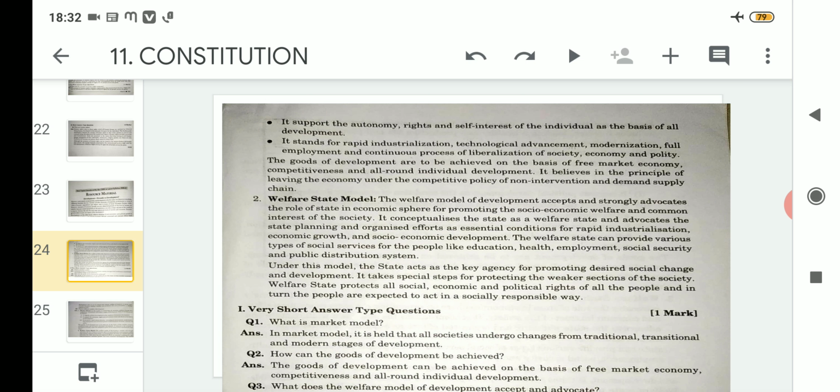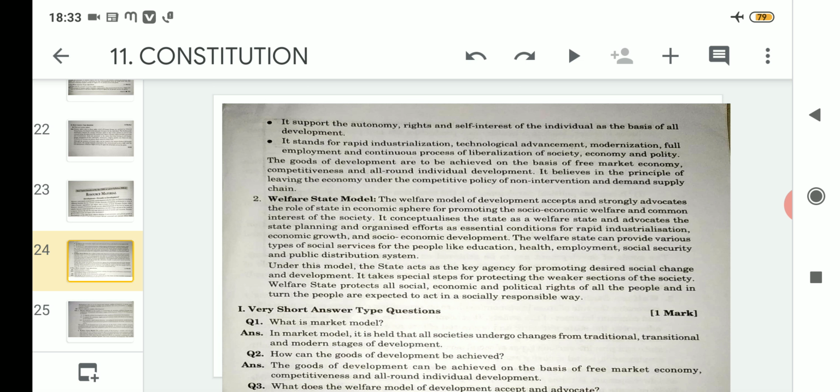And number three, it stands for rapid industrialization, technological advancement, modernization, full employment, and a continuous process of liberalization of society, economy, and polity. So these are the three features. Number one, it regards political development for economic development. Number two, the market model supports the autonomy, rights, and self-interest of the individual as the basis of all development. That means it connects autonomy, rights, and self-interest to the developmental process. And number three, it stands for rapid industrialization.